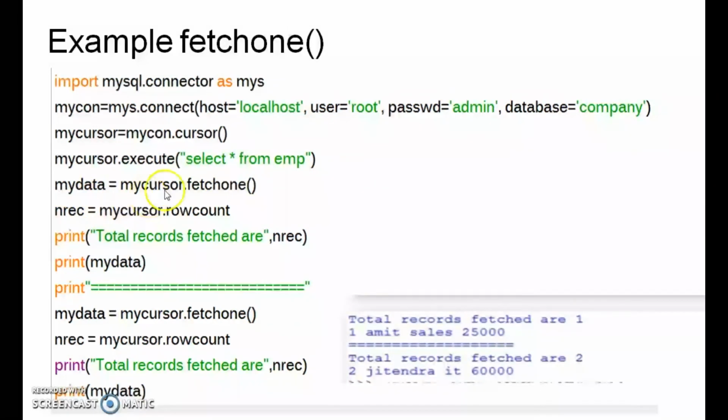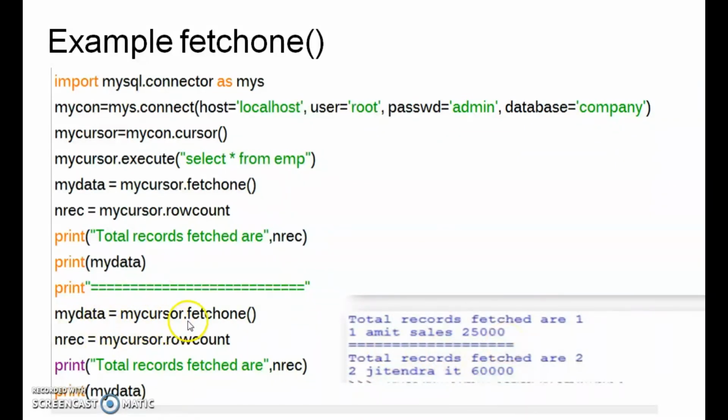Then my data is equal to mycursor.fetchone. Okay, so here we are using fetchone. Instead of fetchall, we are using fetchone. This fetchone is used to read one record at a time. Then nr is equal to mycursor.rowcount. Okay, so rowcount will count the number of records that we read from the database. So now we read one record, so nr is equal to 1. Then print the total records fetched. So here we get total records fetched are 1. Then print my data. So the first record is printed here. Then print this line. So this line is printed here.